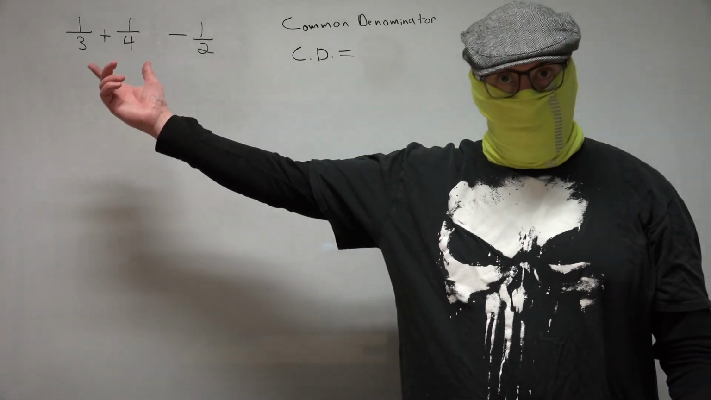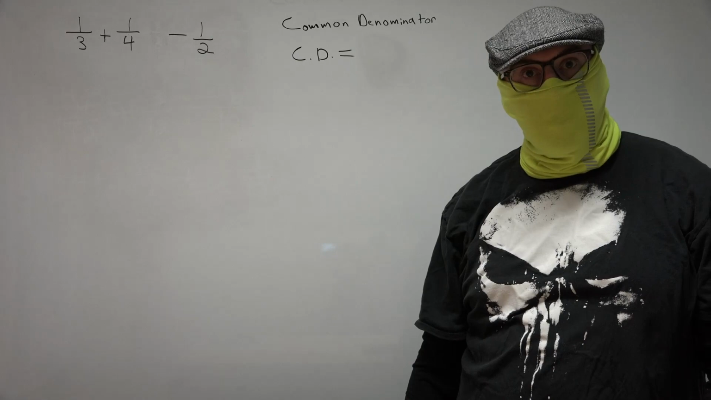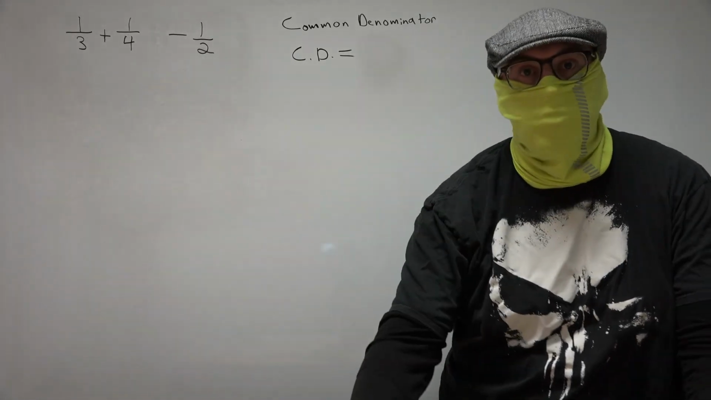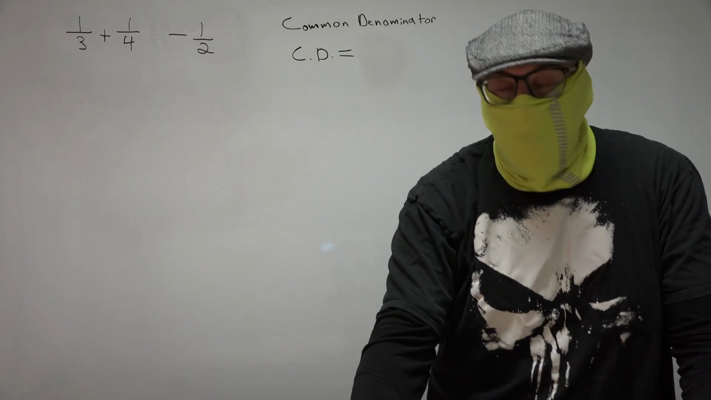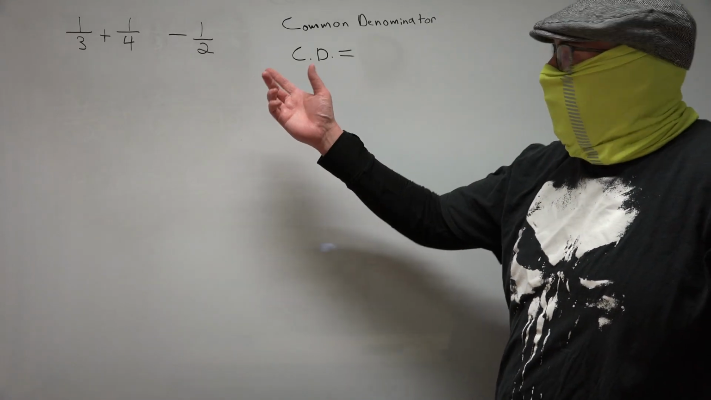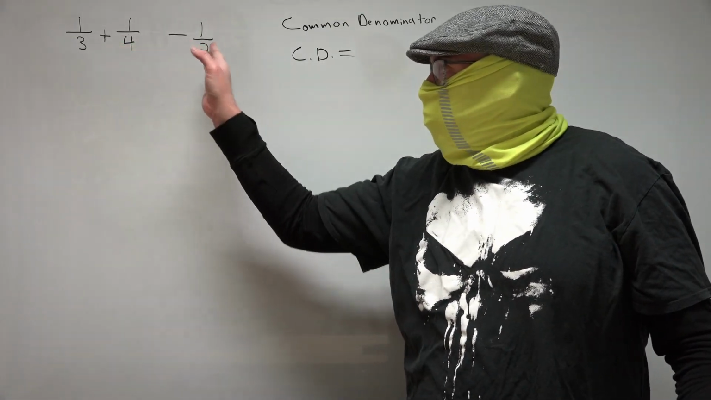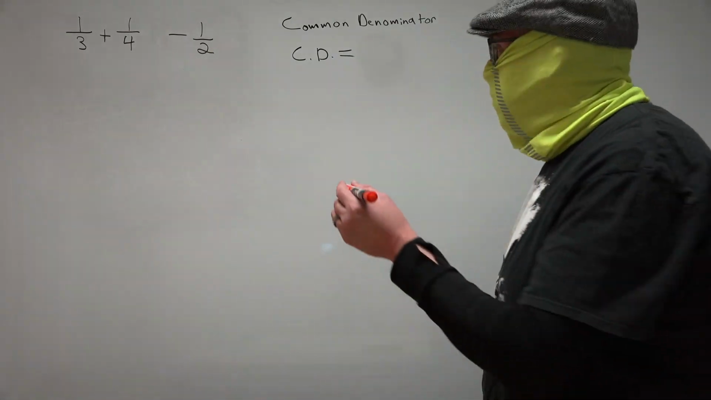Now I have 3 fractions, but the process is still the same. We have to find our common denominators. So I'm going to give you some time here, see if you can come up with a common denominator for these 3 fractions. Okay, so as I look at this, I got to find the smallest number that I can change these 3 numbers into using multiplication. The number I get is 12.